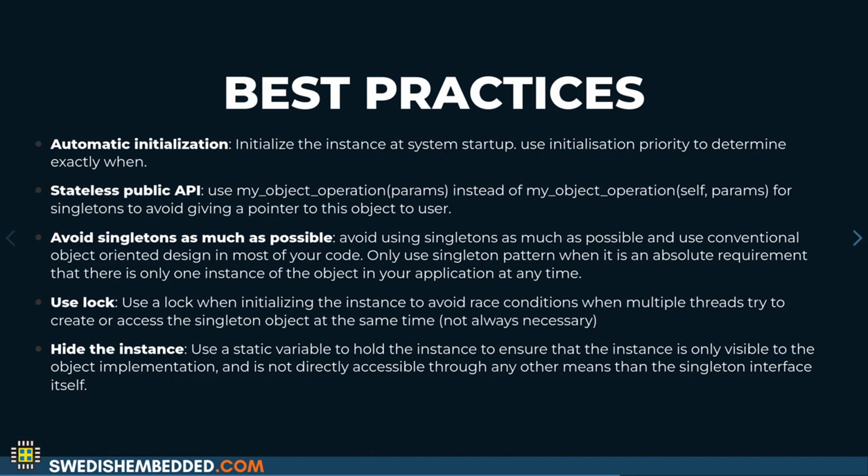Have a stateless public API. Avoid singletons as much as possible. So generally, you should avoid singletons. There are very few places where they are a good choice, and those places are very specific. It's obvious that there is only one instance of that particular object. One of them is the scheduler. You wouldn't have two schedulers. You just have one scheduler that manages resources, manages multiple CPUs and multiple threads and potentially multiple processes, but it's still only one scheduler.